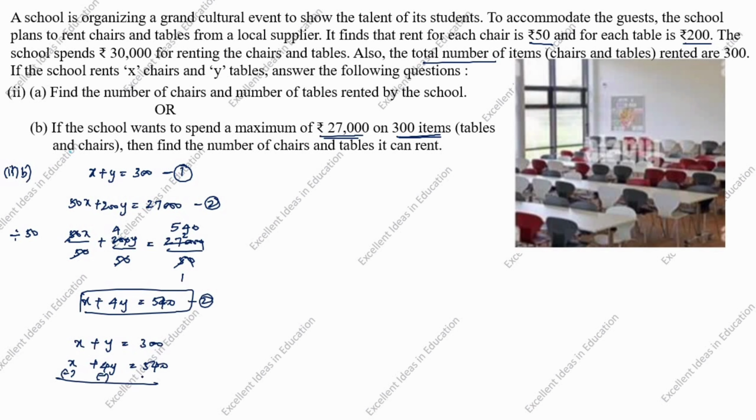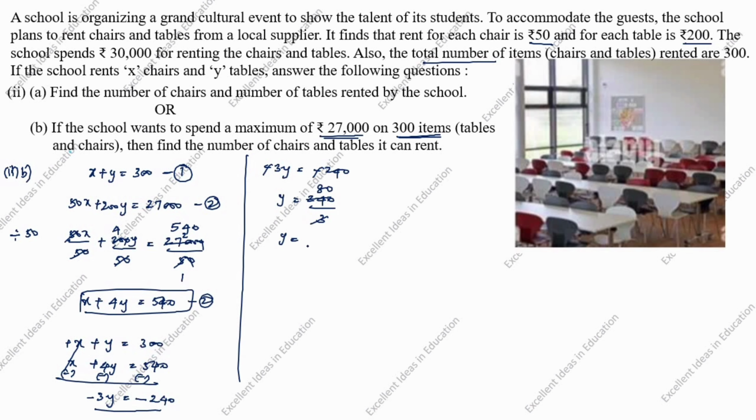Subtract: plus and minus, x is cancel. Plus y minus 4y is, minus is the biggest number, write it, minus 3y equal to, minus is the biggest number, put minus. 540 minus 300 is 240. Minus 3y is equal to minus 240, minus minus cancel, y is equal to 240 divided by 3. 1 3s are 3, 8 3s are 24, 80. y is 80.